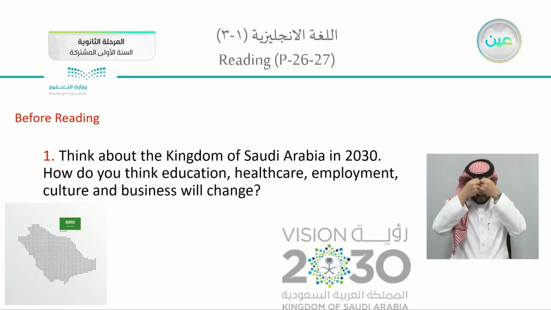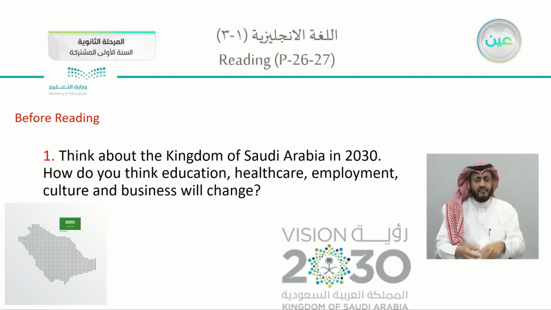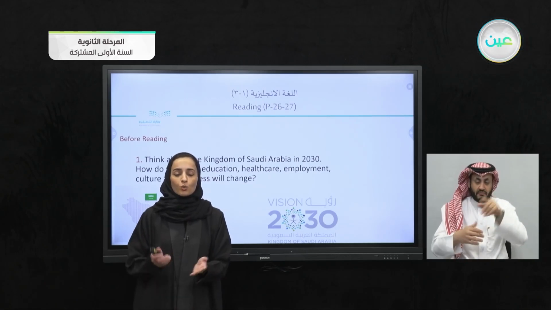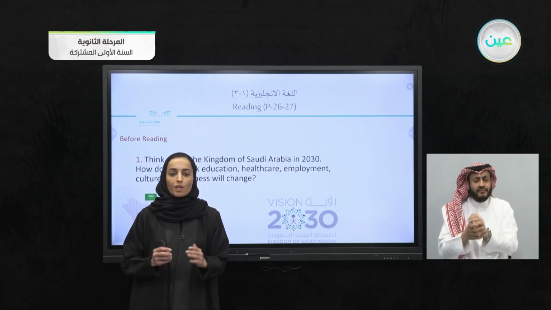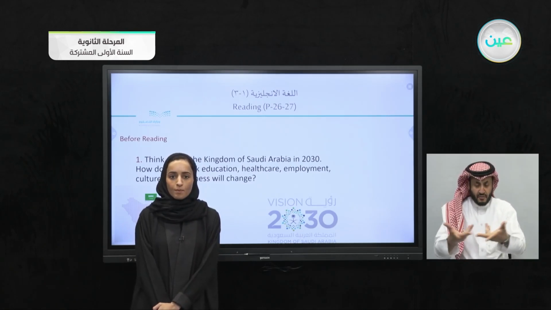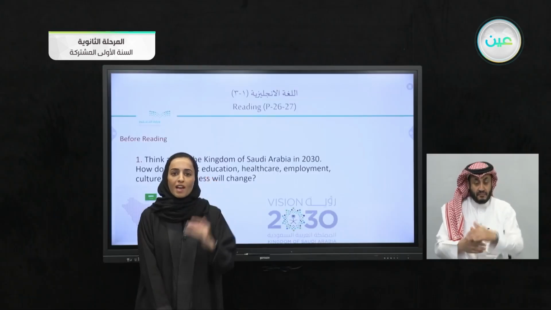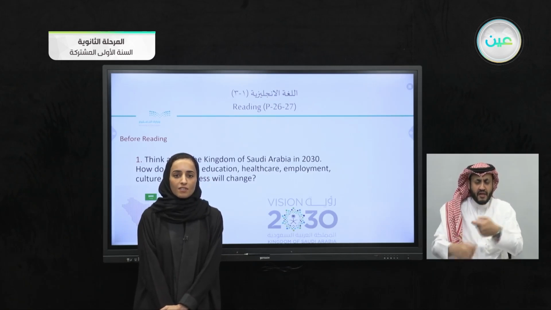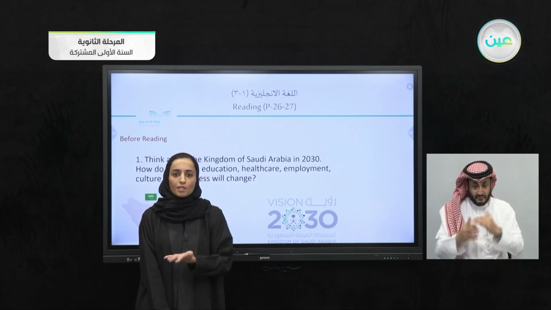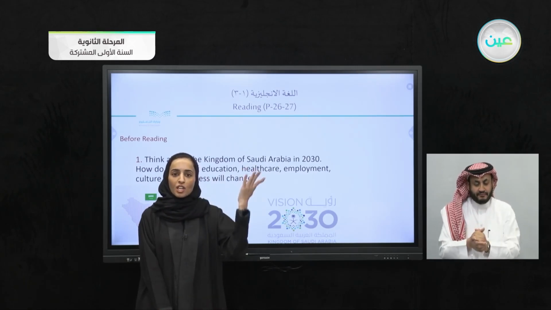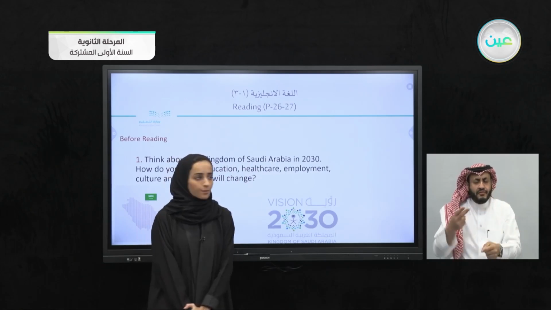Okay, think about the Kingdom of Saudi Arabia in 2030. How do you think education, healthcare, employment, culture, and business will change? Are they going to change for better? I believe so. How do you think education will look like in 2030? We will have more flexible curriculum, more flexible classes. How about healthcare? Much more advanced, easier healthcare, and faster. Less unemployment. Everyone will get a job. Take each field and think about it. Imagine how it would look like in 2030.